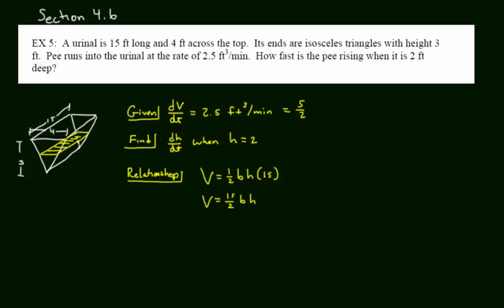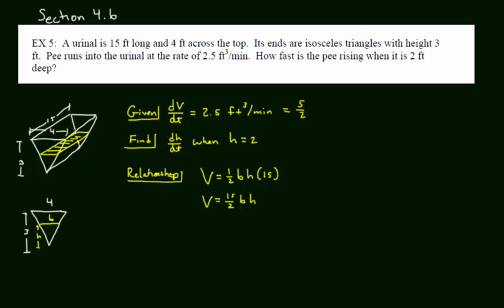Alright, we're running into the same problem as the last. We would have a dv dt, and after the product rule we would have a db dt and a dh dt, but we do not have information on db dt. So we're going to have to set up a proportion. Alright, so if I look at the cross section here, this is the container, which is 4 feet across by 3 feet high, and then we have the fluid, which is b as a base and h as a height.